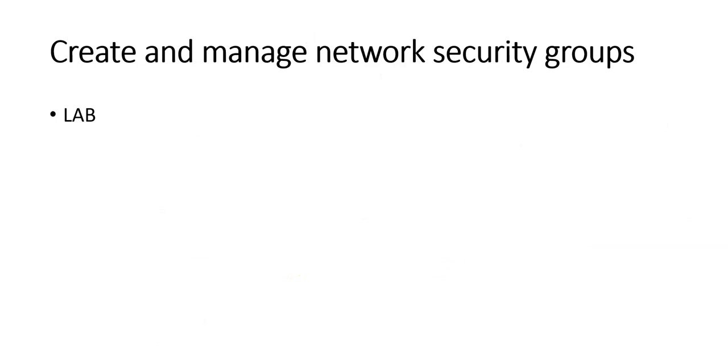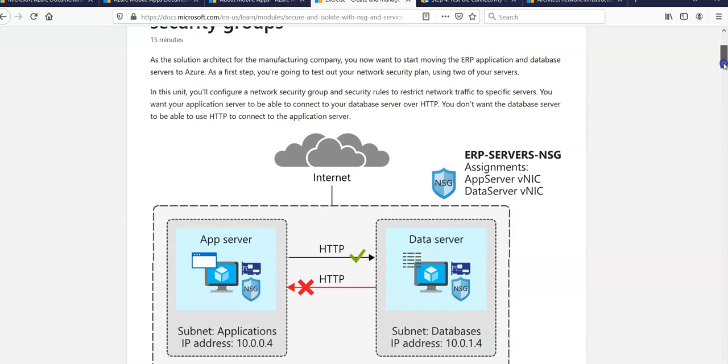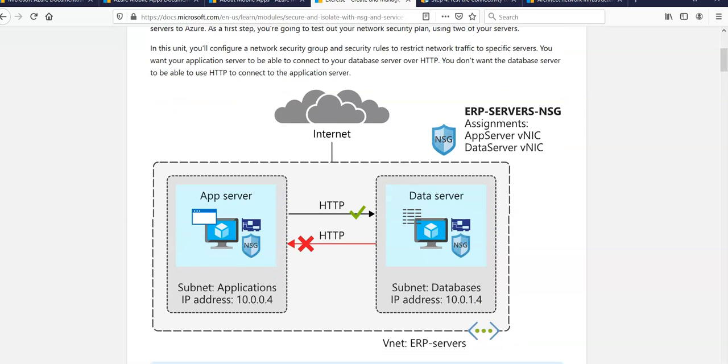Now let's create and manage the network security groups. Let me just log on to my sandbox environment provided by Azure and move forward. We'll use the same Azure CLI commands to create it more easily. So this is the architecture that we would be following. This is the app server, the subnet, the applications. This subnet would be databases. The IP addresses would be 10.0.0.4 and 10.0.1.4.